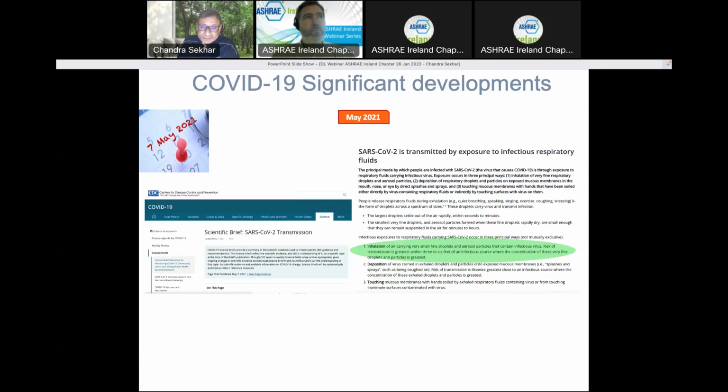Very clearly, the three items that are listed here, the first one is about inhalation. So inhalation is about the air carrying the very fine, small droplets and the aerosol particles that can potentially contain the infectious virus. The risk of this transmission is greatest when we are within a short distance, within 3 to 6 feet or 1 to 2 meters, that sort of a distance.